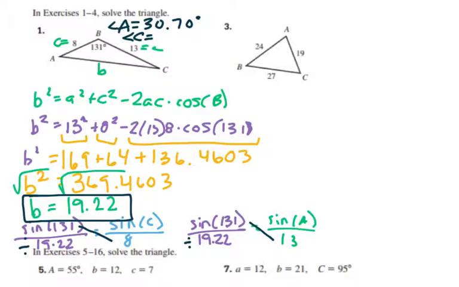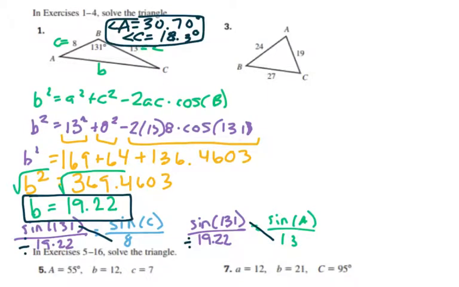So 180 minus 131 minus, what's the one we just got? 30.7. So angle C is going to be 18.3 degrees. And I did just pause the video and do it the algebraic way from down here, and that works as well. So it's all good. Alright. So those two are part of the answer as well.